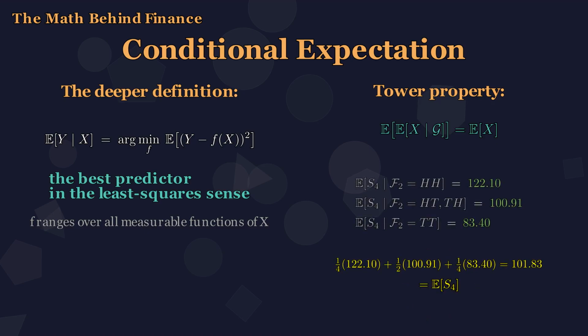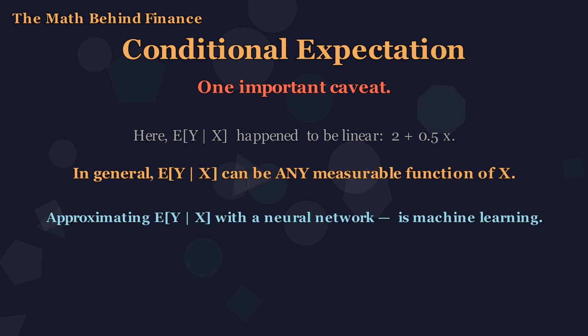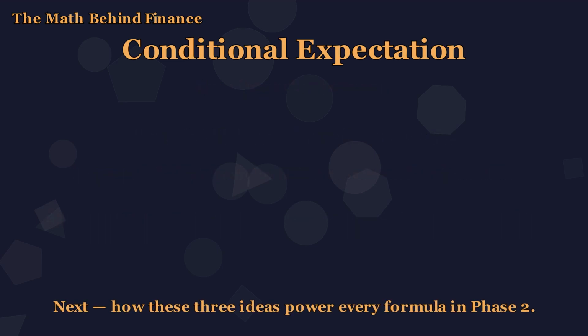On our Ep02 tree, 3 conditional values, each known at time 2, weighted by their probabilities, collapse exactly to 101.83, the unconditional expected price. One crucial caveat. For the data we drew, the conditional expectation happened to be a straight line. That's why simple linear regression found it. In general, the conditional expectation can be any measurable function of X. Approximating it with a neural network is, literally, what machine learning does. Next, how these 3 ideas, filtration, expectation, and conditional expectation, power every formula in phase 2.